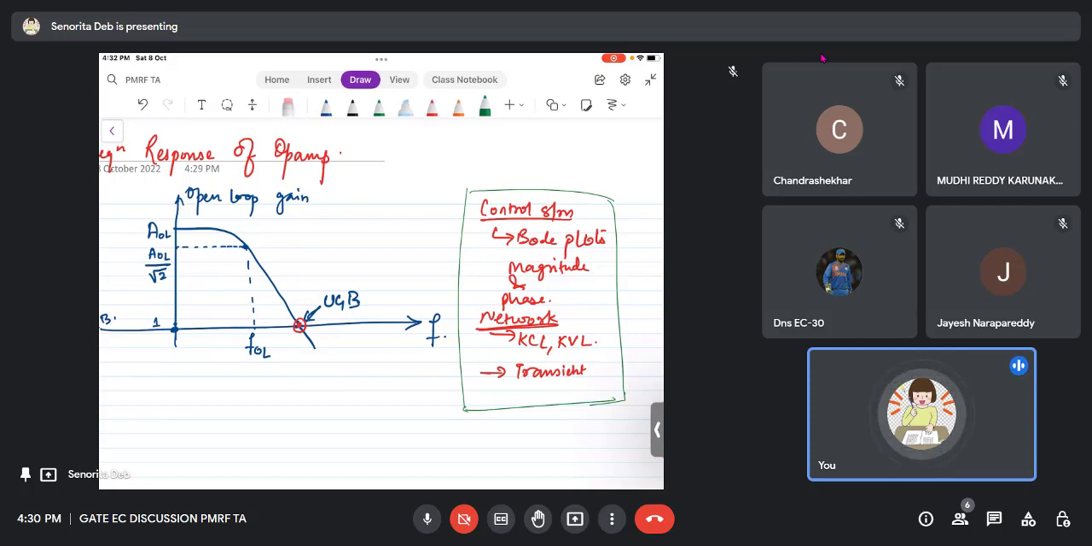Okay, FOL that you see is also called the cutoff frequency or 3 dB frequency. It is also called corner frequency, break frequency. And it is also called dominant pole frequency as well. Dominant pole is a term that you might come across again.